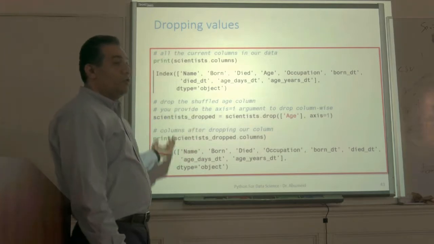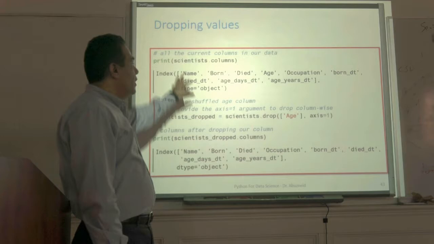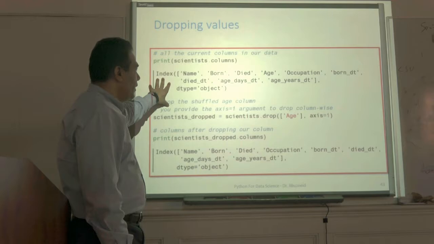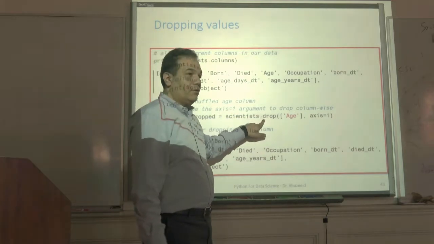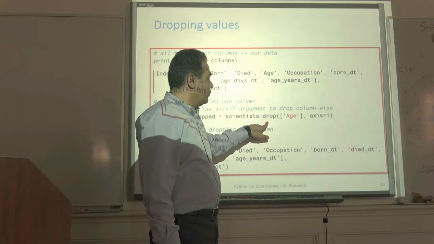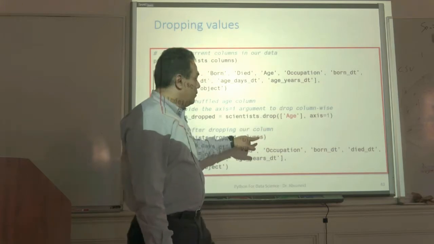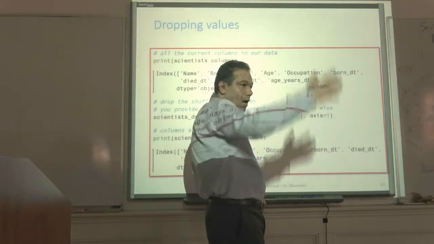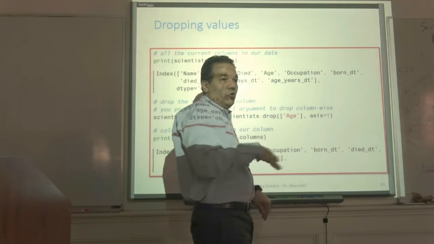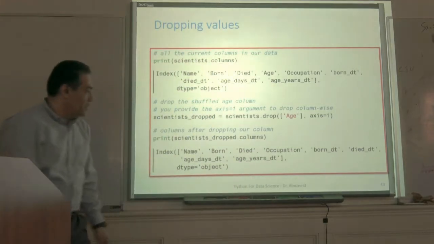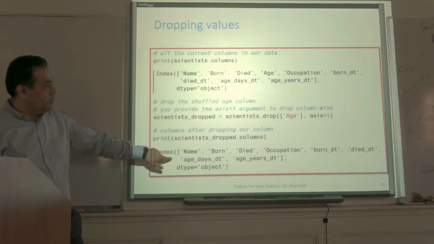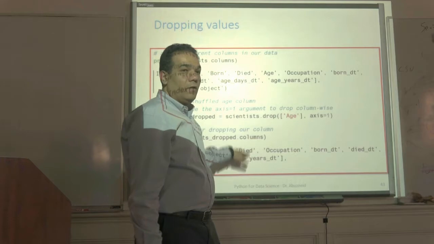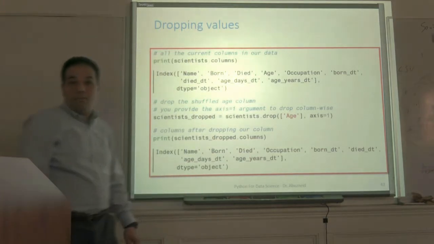If I need to drop a column, to remove a column, now that I added a few columns or series, I could drop them. So how can I do drop? There's a method called drop. Drop age from axis 1. Axis 1 means the columns. Axis 0 means the rows. If I print the columns again, the age column is gone.